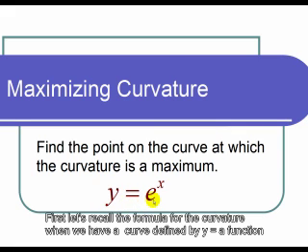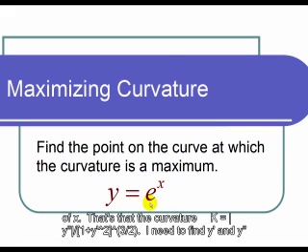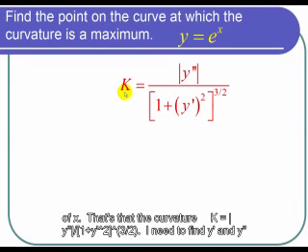So first let's recall the formula for the curvature when we have a curve defined by y equals a function of x. And that's that the curvature k is equal to the absolute value of y double prime divided by the quantity 1 plus y prime squared, all to the 3/2 power.